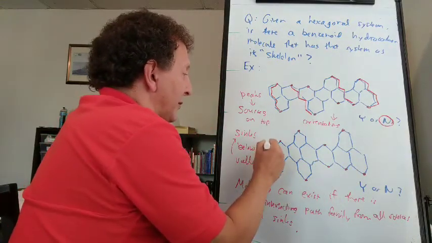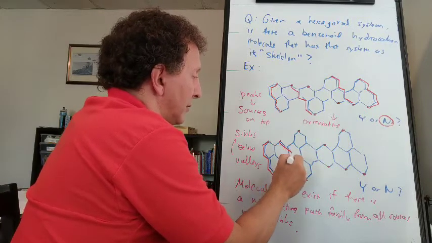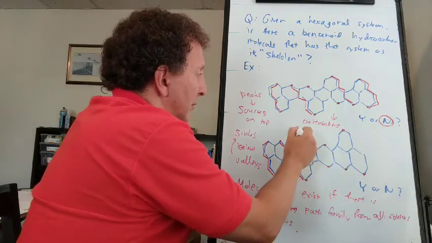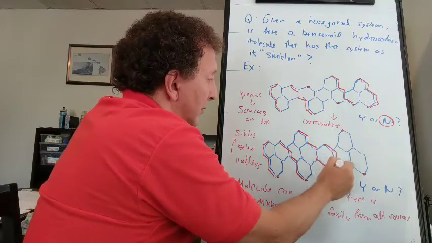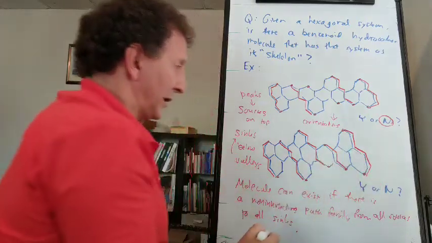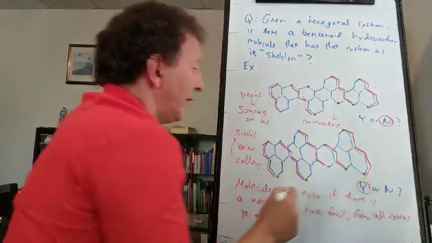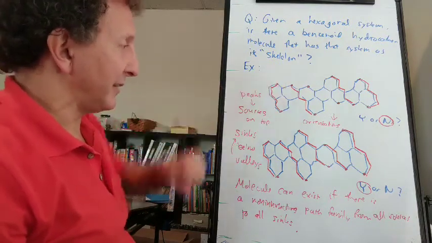Now let's try for the bottom hexagonal system. Yeah, we can do it. So there is a benzenoid hydrocarbon molecule that has this skeleton, but there's none that has that skeleton.